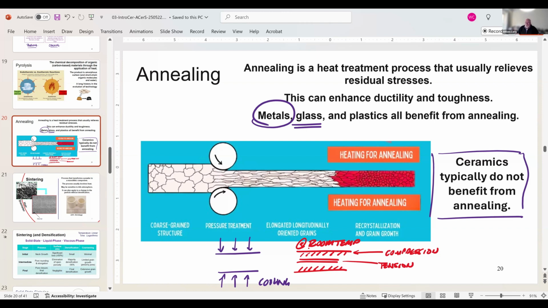So that's where annealing comes in for glass. A similar sort of thing, you heat the material back up and you relieve the stresses. That's what's happening with metals. But in ceramics, like polycrystalline alumina, zirconia, or composites, they don't exhibit that behavior.